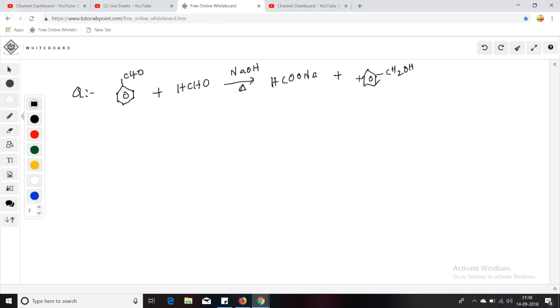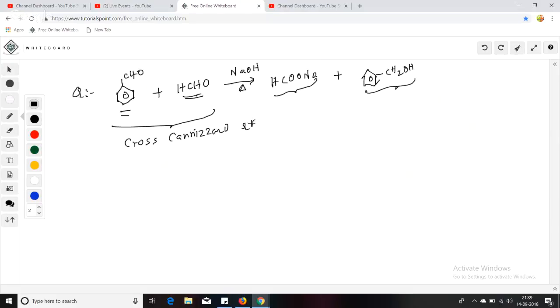But the options are written differently, like benzyl alcohol and sodium formate, sodium benzoate and methyl alcohol. Like this, they have framed the options, right? So this one is benzyl alcohol and this one is sodium formate. You must keep in mind that in this Cannizzaro reaction we are using two different aldehydes. So this is a cross Cannizzaro reaction, when two different aldehydes are there.